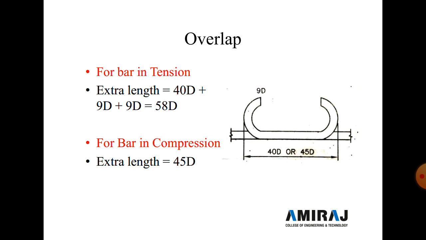Now if the bar is overlapped and the bar is on the tension side, the extra length is 40d plus 9d plus 9d, meaning 58d extra length is required in the bar. And if the bar is on the compression side, the extra length required for the overlap is 45d.